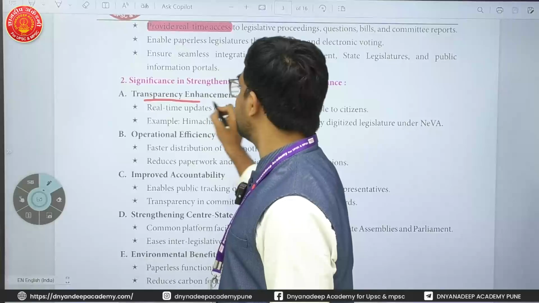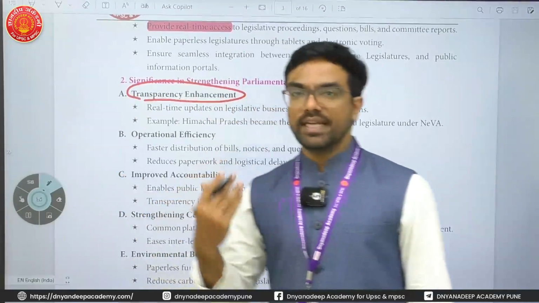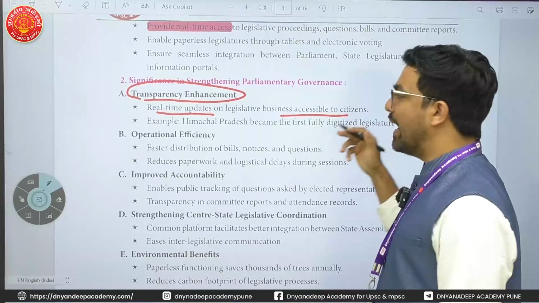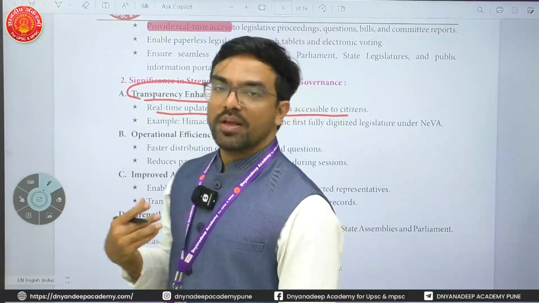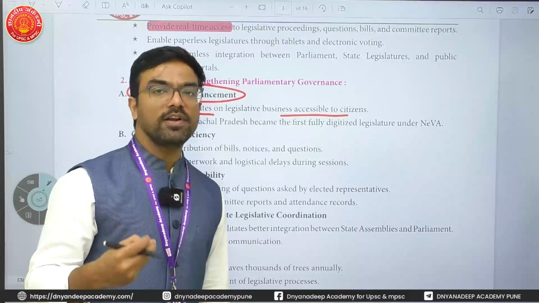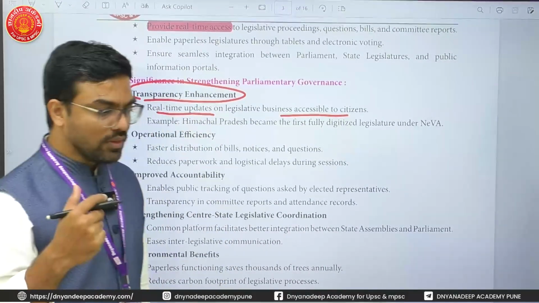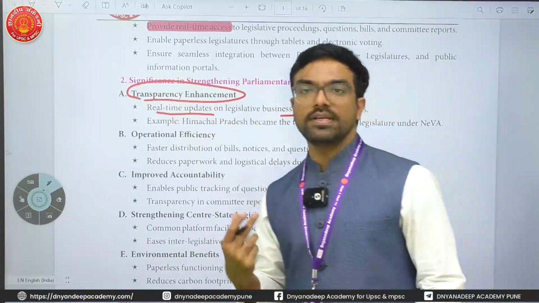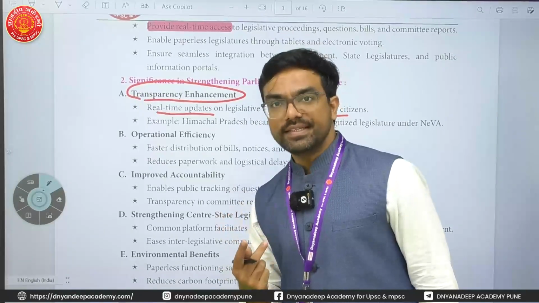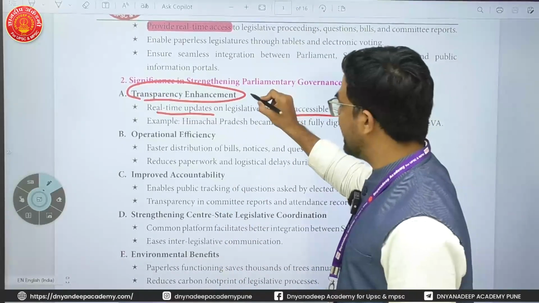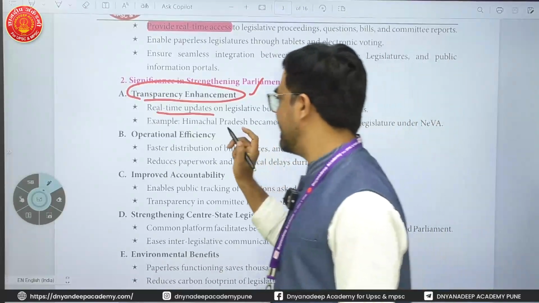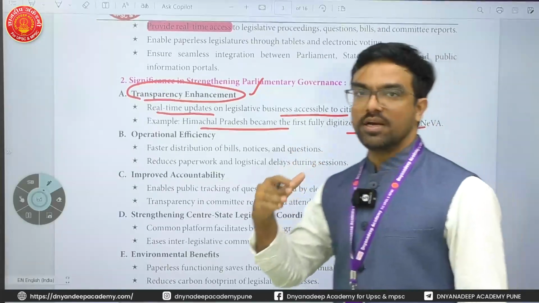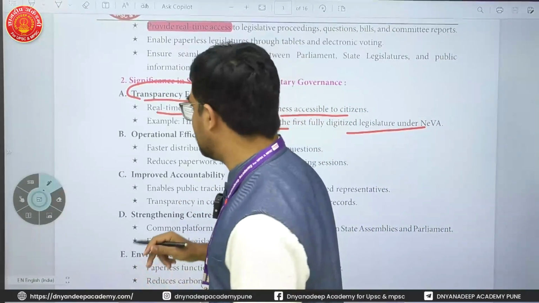It ensures transparency enhancement. How? There are real-time updates on legislative business accessible to citizens. People know what different bills or what different amendments are being discussed in Parliament. So people know how efficiently Parliament or the state legislature is functioning. So it enhances transparency. Himachal Pradesh has become the first truly digital legislature. It has completely adopted the National e-Vidhan Application.